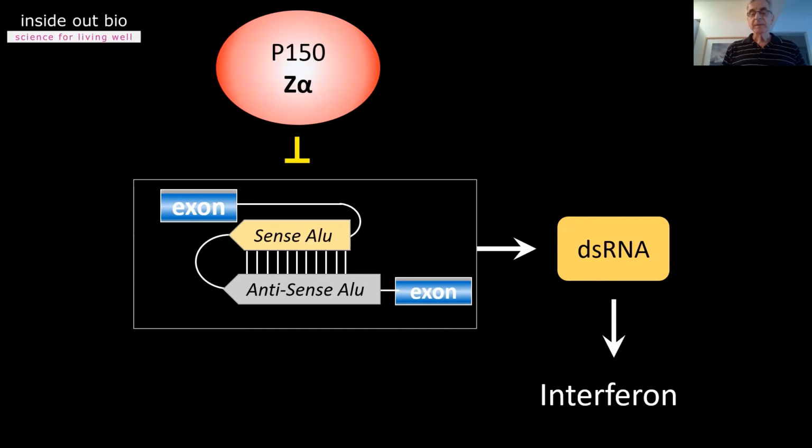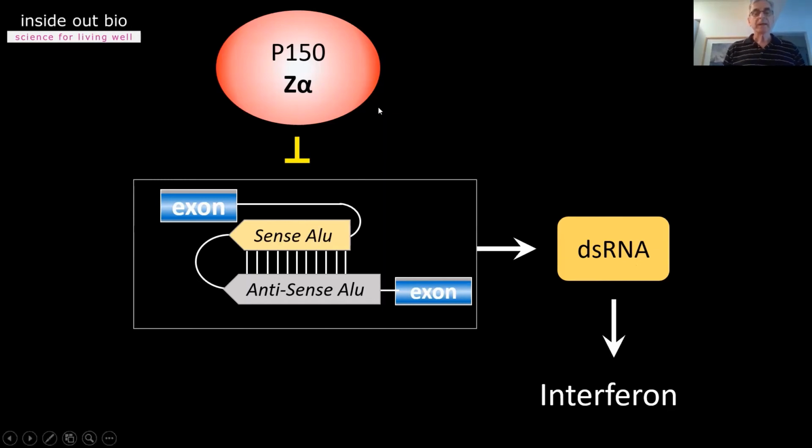But the problem is that the host also makes double-stranded RNA, particularly from repeat elements such as ALU. When these repeat elements are encoded on the same strand in opposite orientation, they can base pair to form double-stranded RNA. If left unchecked, they would activate an interferon response.